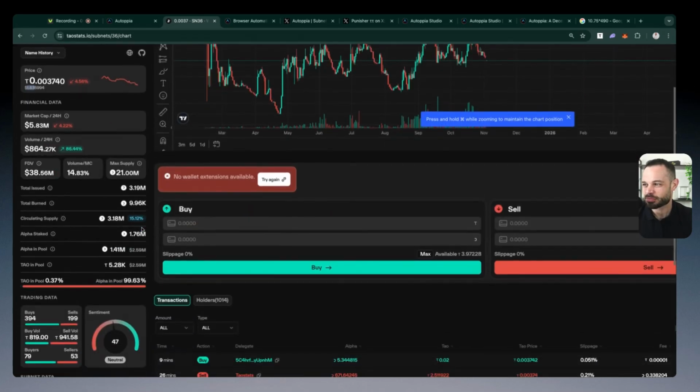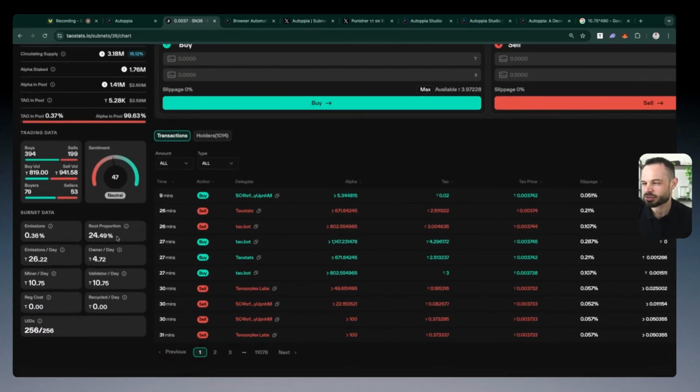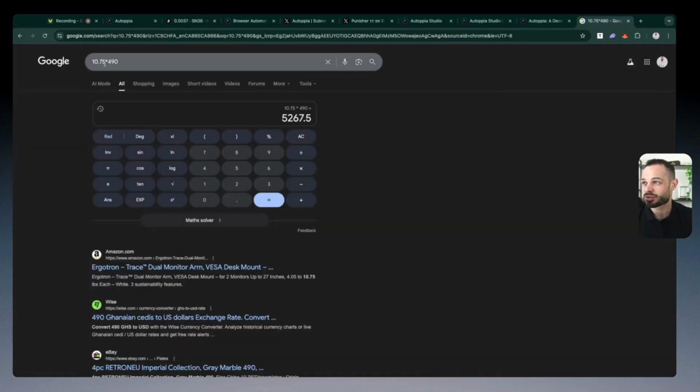And as of this moment in time, if I scroll down here, this is going to be important in just a moment, because miners on this subnet, i.e. the developers who are contributing new AI workers, are earning 10.75 TAO per day. That is over $5,000 every single day.